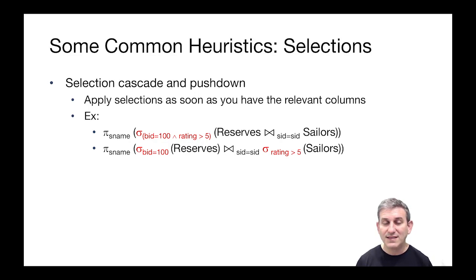Applying these selections as soon as we can will lower the size of the inputs to the joins and make the joins cheaper. So the basic heuristic here is that we're assuming that selection is cheap or even free and join is expensive. And so we should always do selection before join.